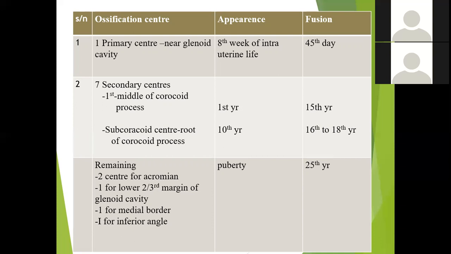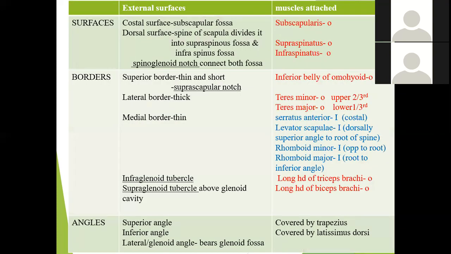Okay, so next we are going to talk about the surfaces and external features of the scapula, and along with that, parallelly, we can see the muscles attached to these features. Okay, it is the easiest bone to study, and we can easily recall the structures. So first we can talk about surfaces.